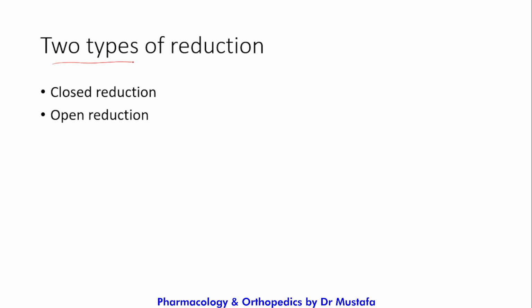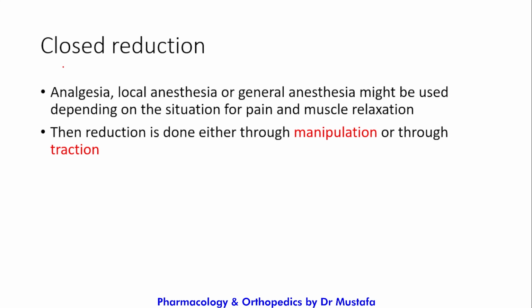We have two types of reduction: the closed reduction and the open reduction. The difference between them is that in the open reduction you take the patient to the operating theater and open the skin and reduce the fracture under direct vision, while in closed reduction you only reduce either by traction or manipulation, and with both of those you don't need to open the skin. So let's start with the closed reduction.